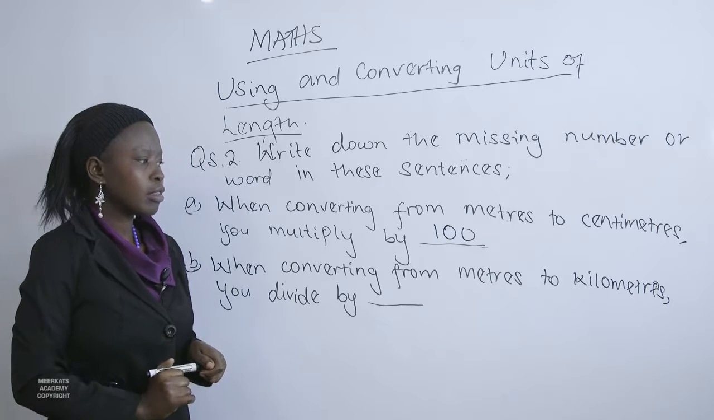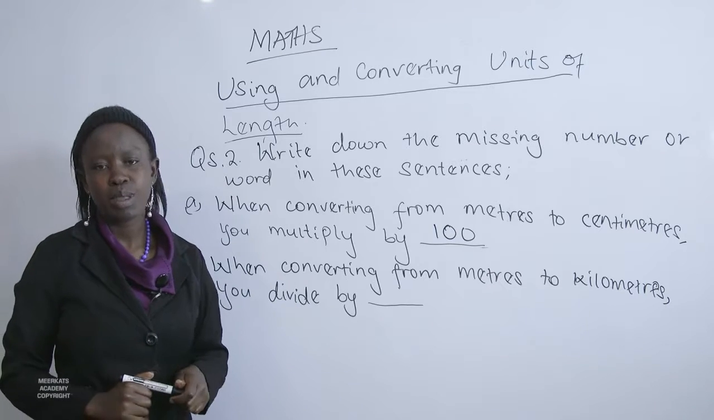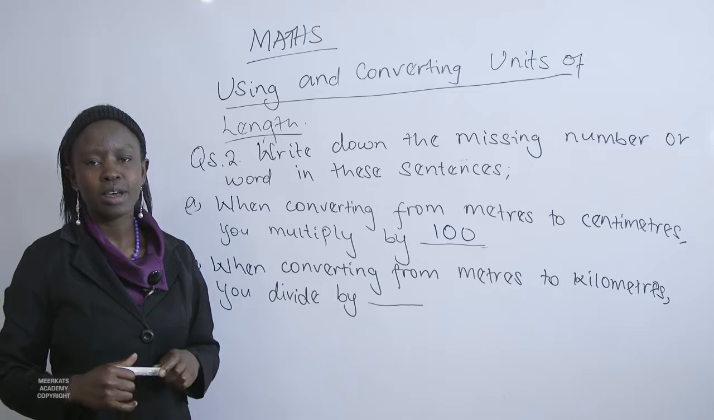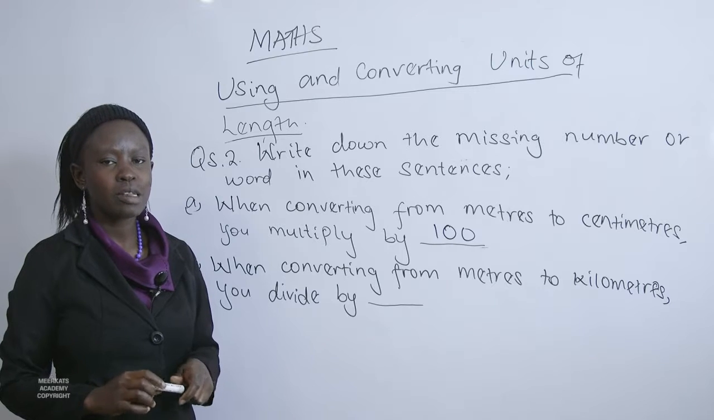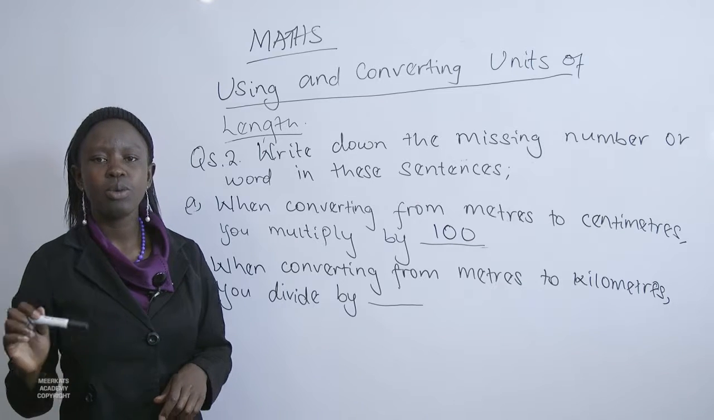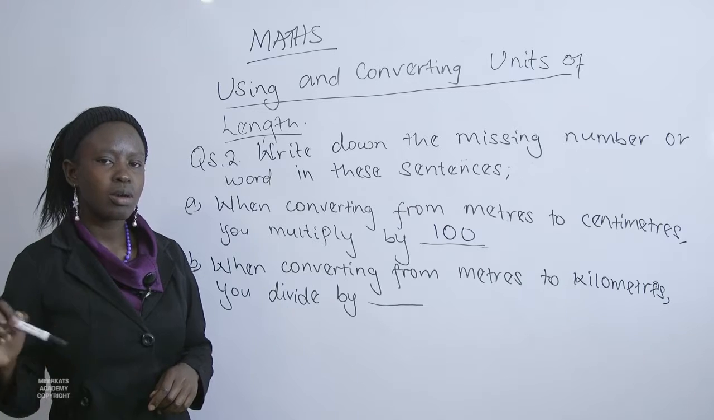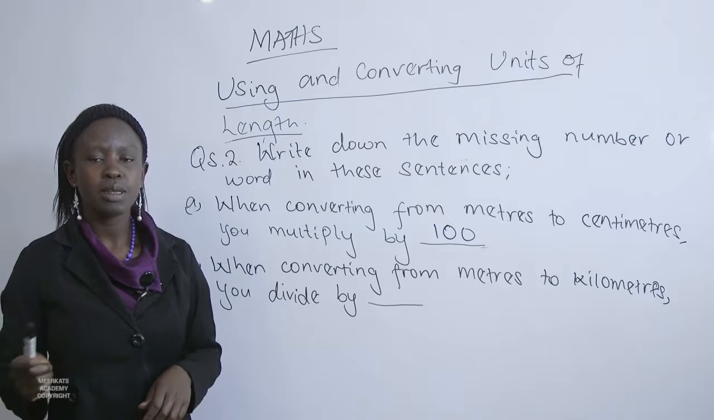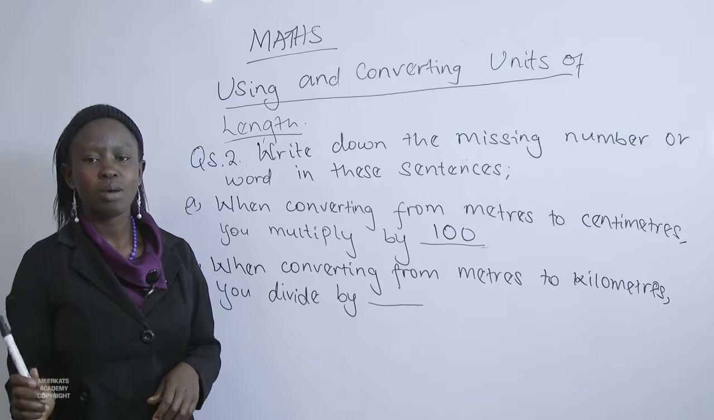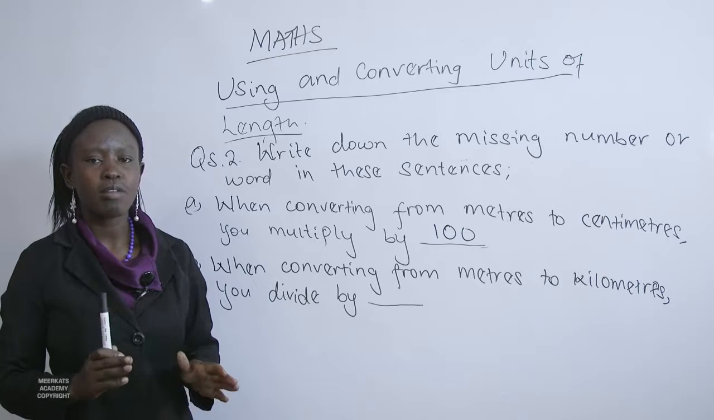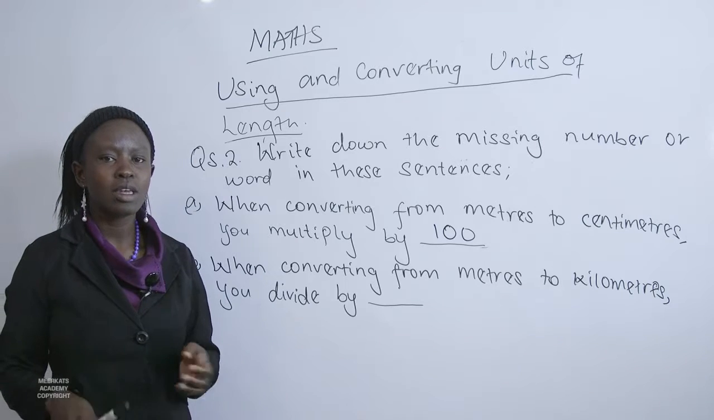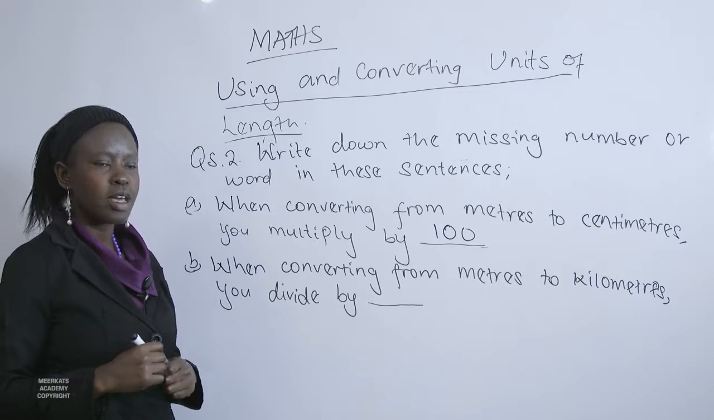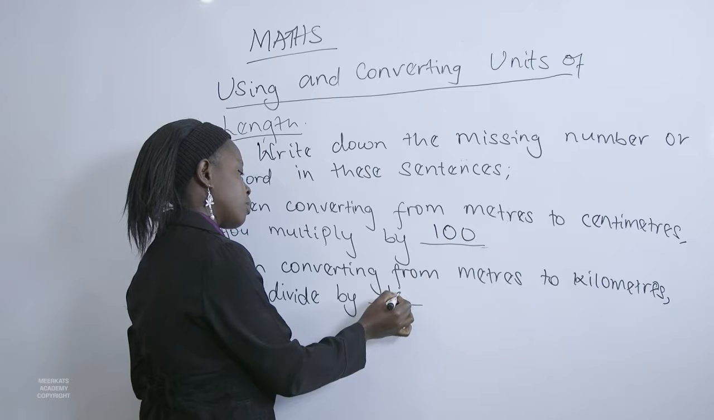So the next question is, when converting from meters to kilometers, what value are we supposed to divide with? So we are converting from meters to kilometers. What value are we supposed to divide with? So the issue is 1,000 meters will make up 1 kilometer. So that means if I have a value in meters and I need to get its equivalent value in kilometers, I will have to divide by 1,000.